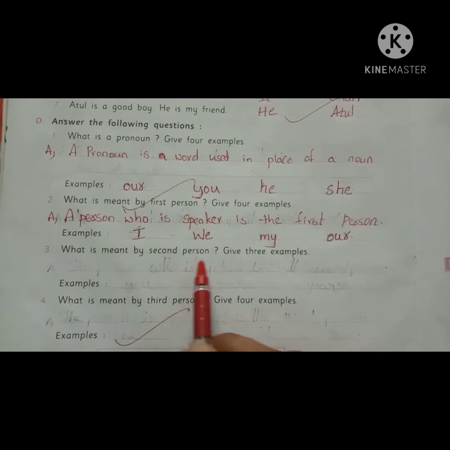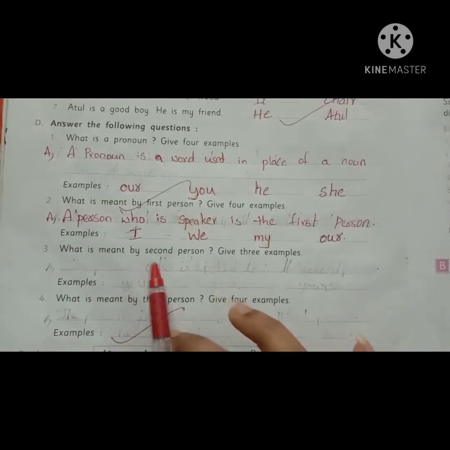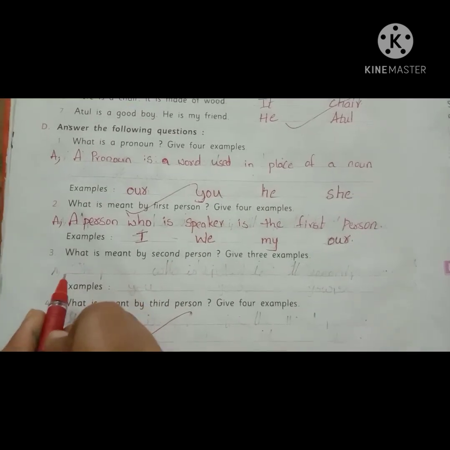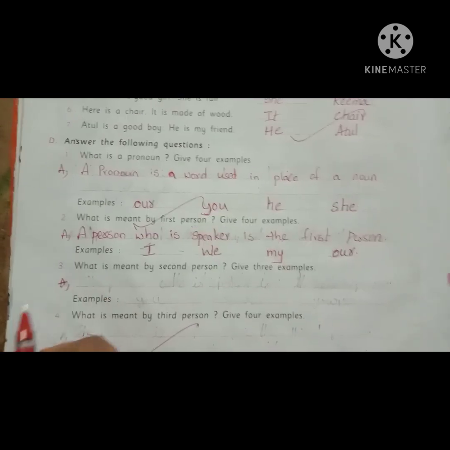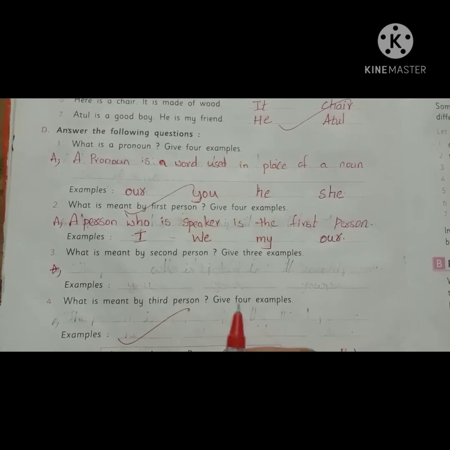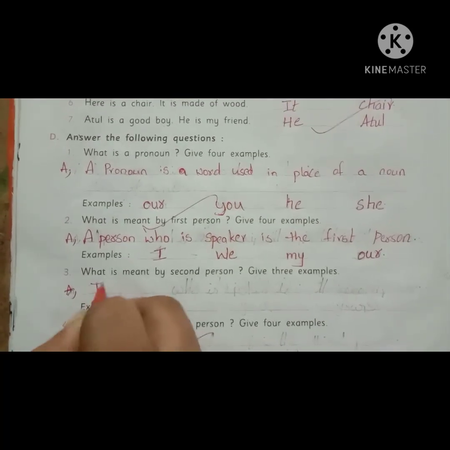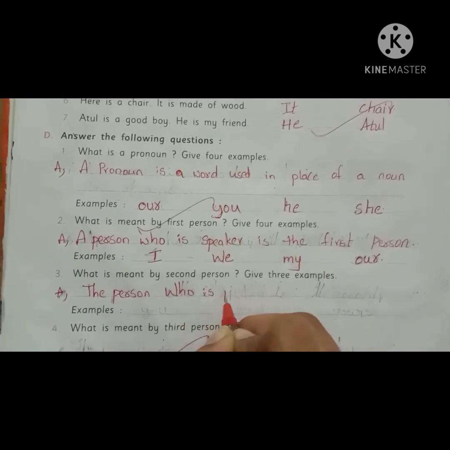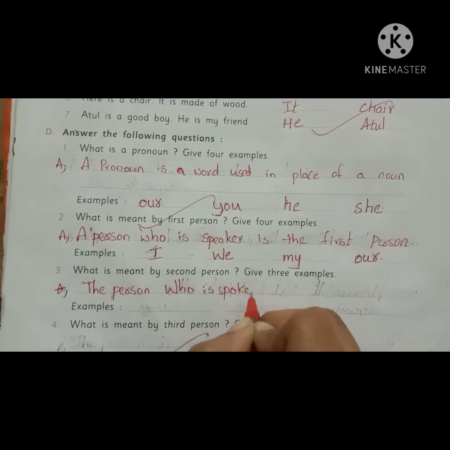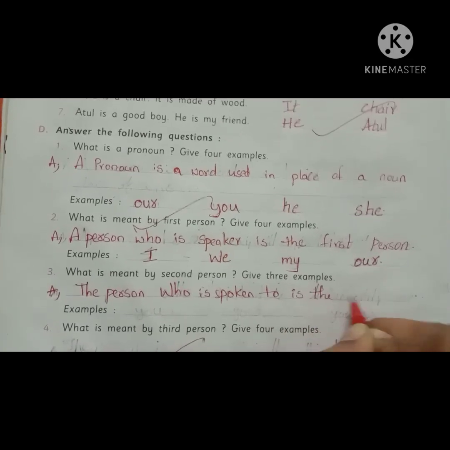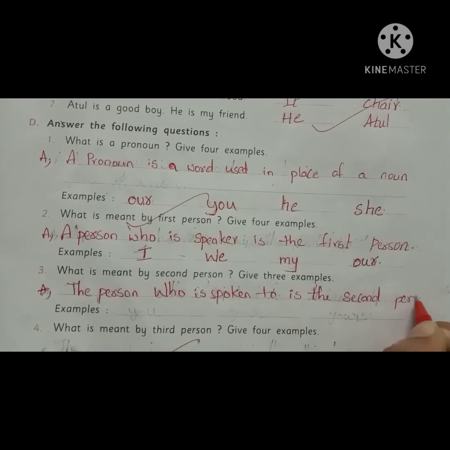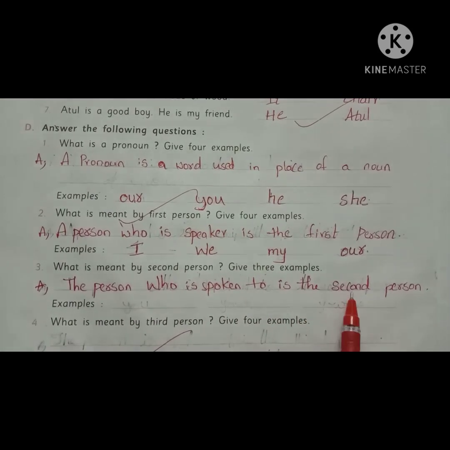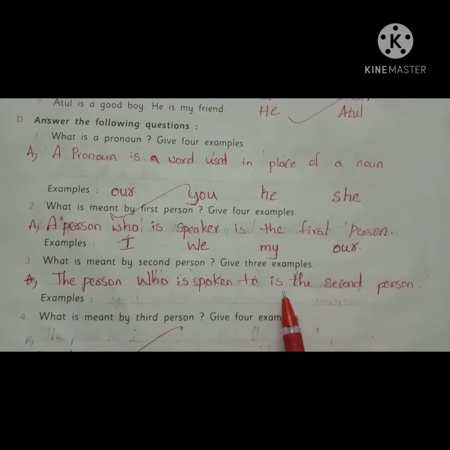Third one: What is meant by second person? Give three examples. Here we have to write the second person examples and also what is meant by second person. Answer: The person who is spoken to is called the second person. Those we are speaking to are the second person.